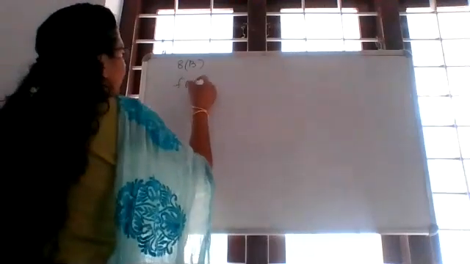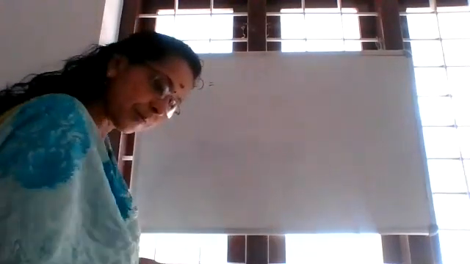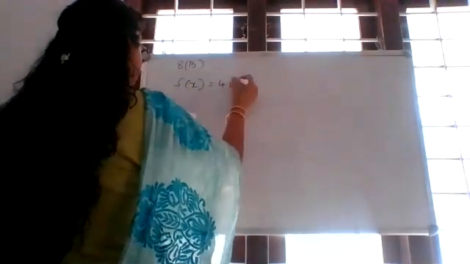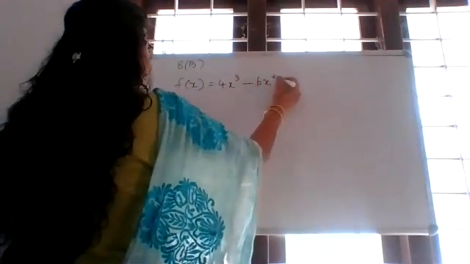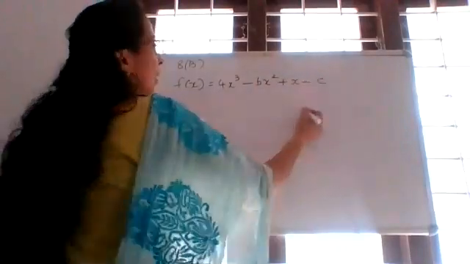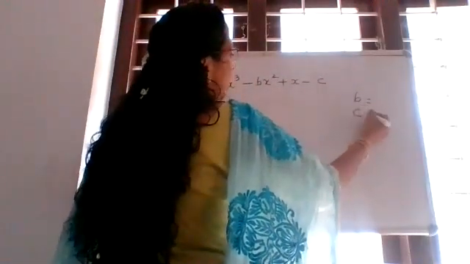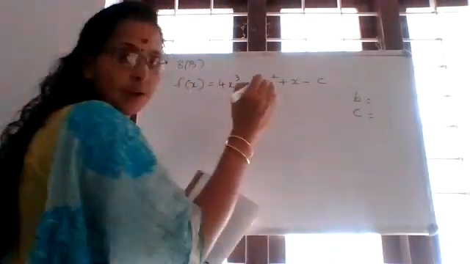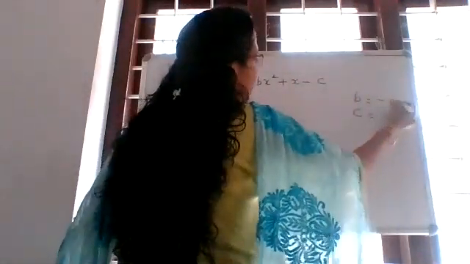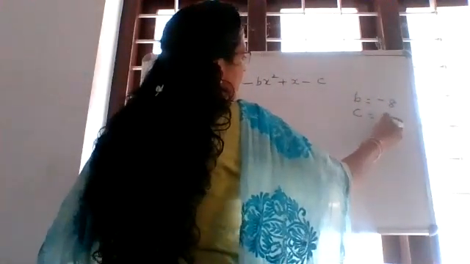F of x is what? 4x cube minus bx square plus x minus c. We have now got b is equal to negative 8, and C is equal to 3.